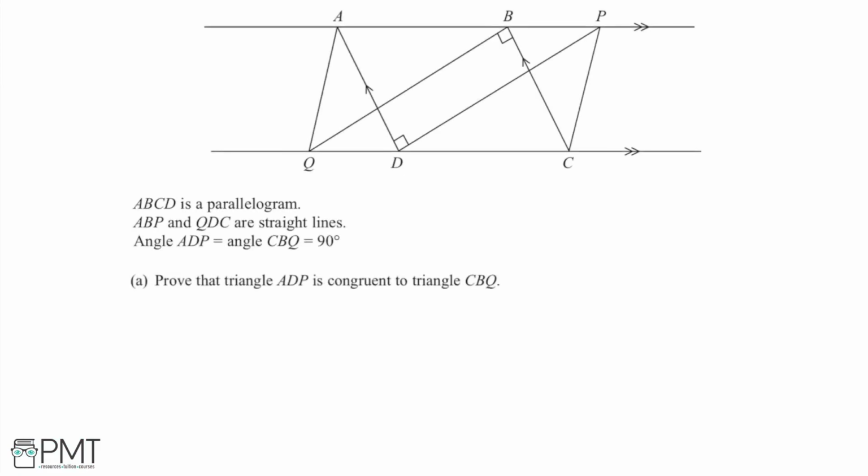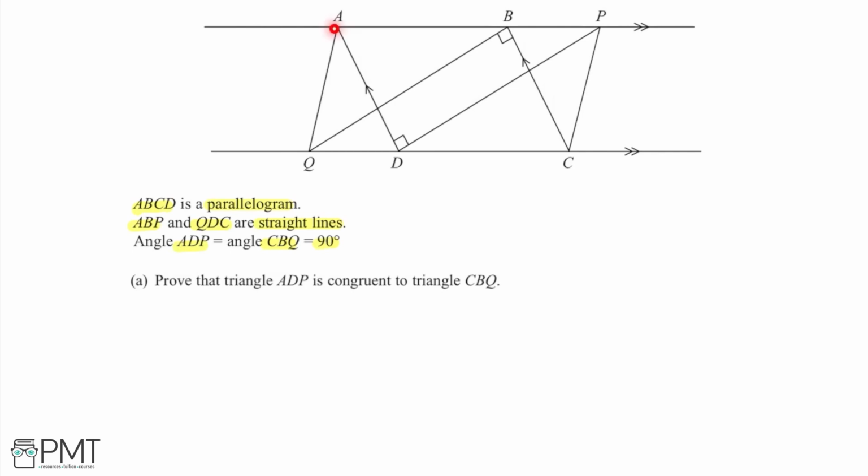So in this question here, we're given a diagram and we're told that ABCD is a parallelogram and that ABP and QDC are straight lines and that the angle ADP is equal to the angle CBQ, which are 90 degrees. Now I'm just looking at that diagram. So ABCD, this shape here is a parallelogram. That means that AD is parallel to BC, because parallelograms have two sets of parallel sides. So these two are parallel, and that's denoted by this little arrow that we have here.